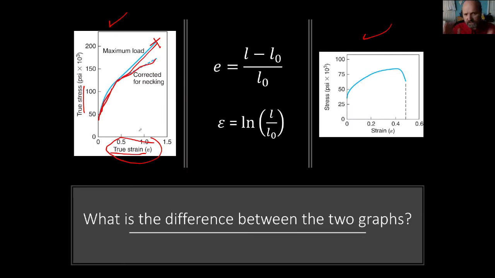Make sure you understand the differences between these two curves here and be able to articulate what's different about it, why it's different, and why you would use one over the other. This might be a good time to pause the video, sketch a few curves out, and try to figure out what's going on.